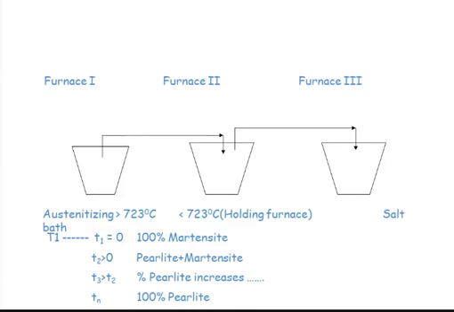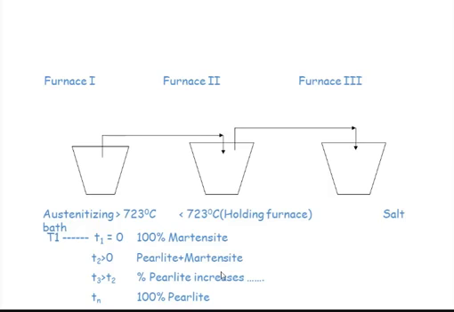Now let us take one more set of samples. Now we will decrease the temperature from 727 or 723 degrees centigrade to, let us say, 700 degrees centigrade. The rest of the things are the same, furnace 1 temperature and furnace 3 too. Again we carry out the same experiment, slowly increasing the holding time of all the samples in furnace 2.